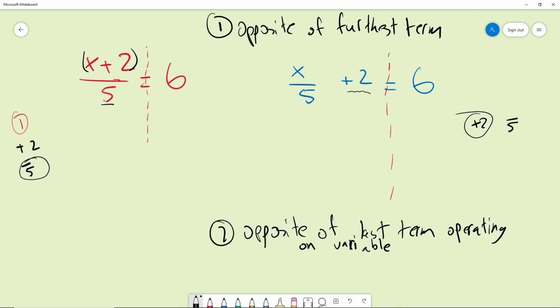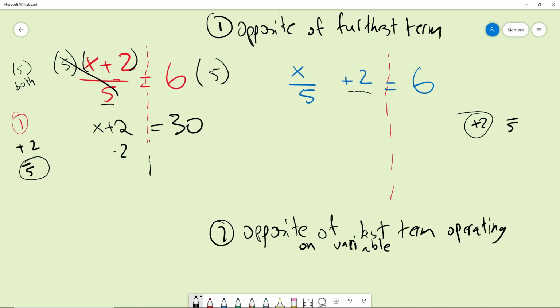So I'm going to go ahead and solve this one out, multiply by 5 to both sides, the opposite of dividing by 5. Cancel. Now what's left over is just this entire x plus 2. On the right side, I'm multiplying. 6 times 5 gives me a 30. And now I'm going to do the opposite of my second term, plus 2, and do subtracting by 2 to both sides. X equals 28.